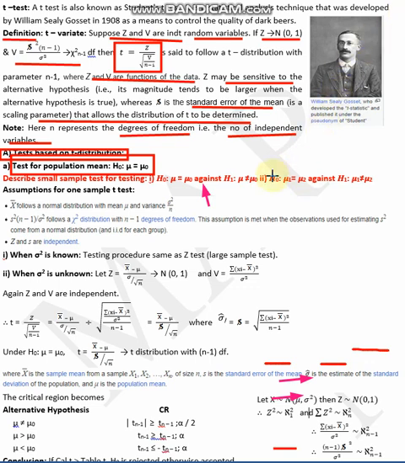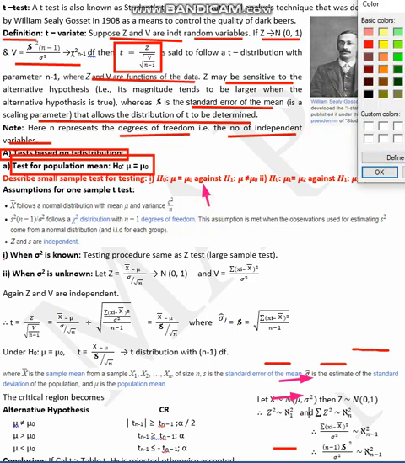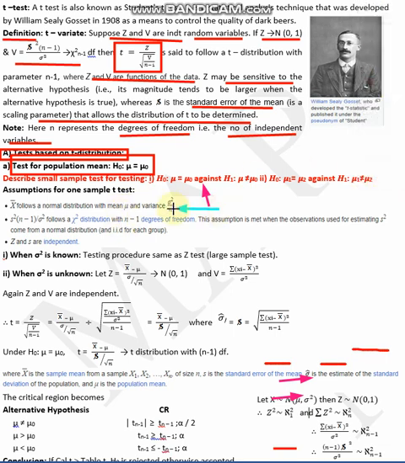The assumptions of the one sample t test are: first, x bar follows a normal distribution with mean mu and variance sigma square upon n. The second is that (n minus 1) s square divided by sigma square follows a chi-square distribution with n minus 1 degrees of freedom. This assumption is met when the observations used for estimating this sample mean square come from a normal distribution. That means the parent population should be normal. That is the basic assumption for the t-test.